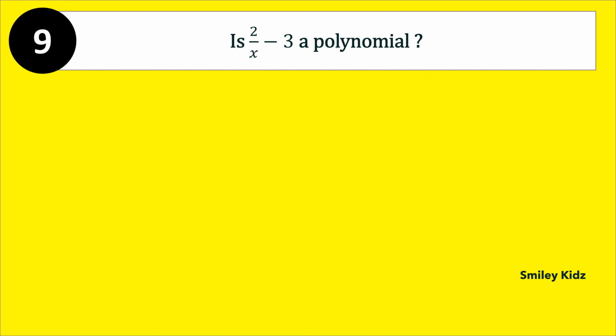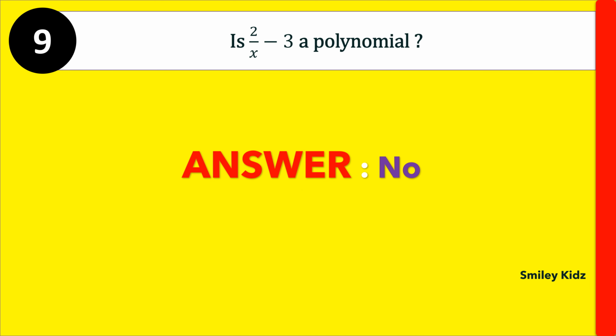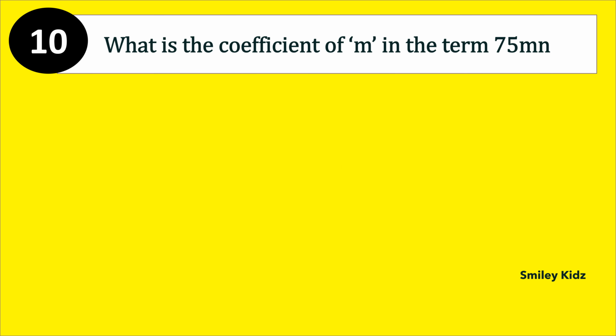Is 2 by x minus 3 a polynomial? Your time starts now. Your time is up. And the right answer is no. 2 by x minus 3 is not a polynomial because the variable should not be in the denominator. Moving to question number 10. What is the coefficient of m in the term 75mn?